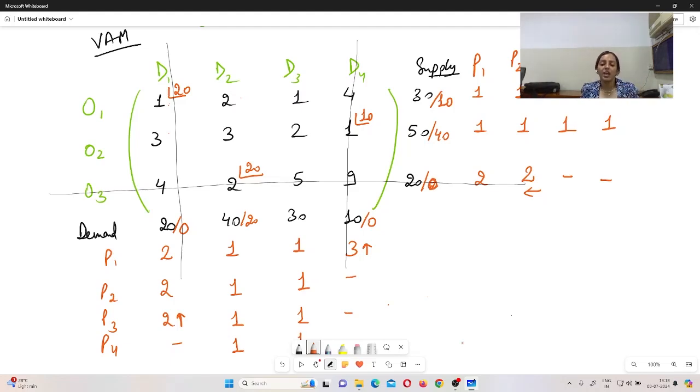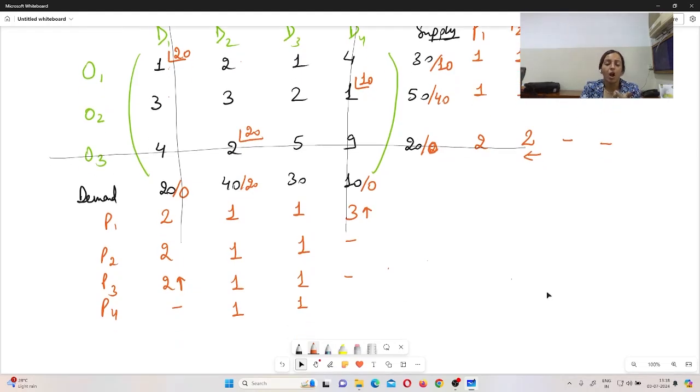Right. Now again we have to select the maximum allocation, to whom we can give the maximum allocation, as all the penalty values are now 1. How do we compare it?